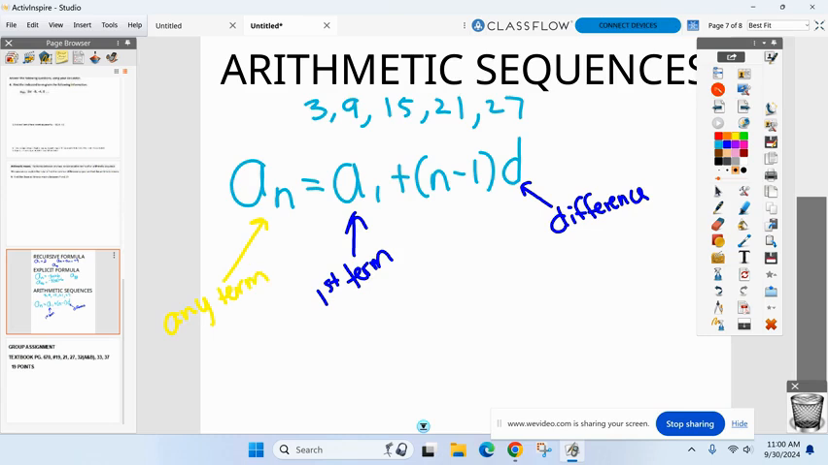Any term but the first. And then this n, that's the term spot in the sequence. So if I plug in, let's say the 8th term here, that would be 8. So that's the term spot in the sequence. That's what each piece means. And this is not tough unless we don't practice it.